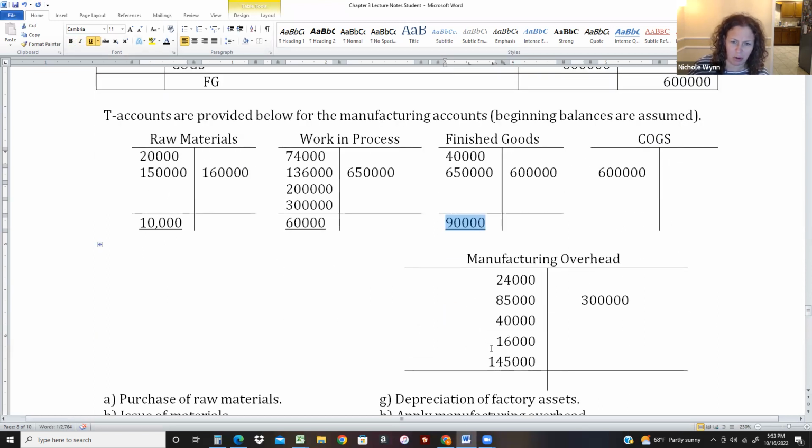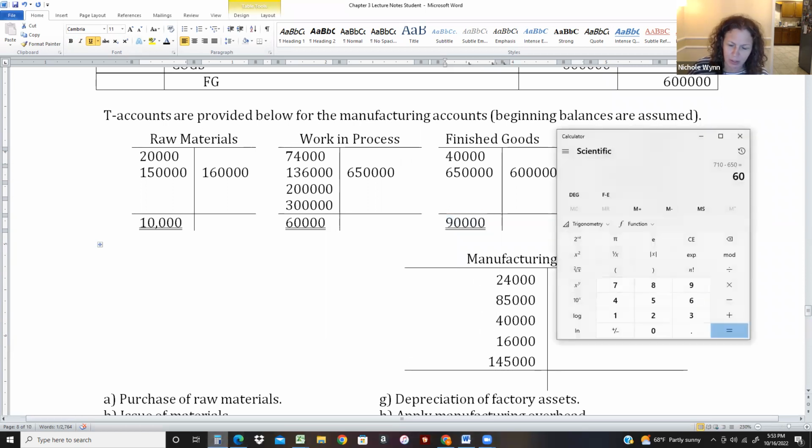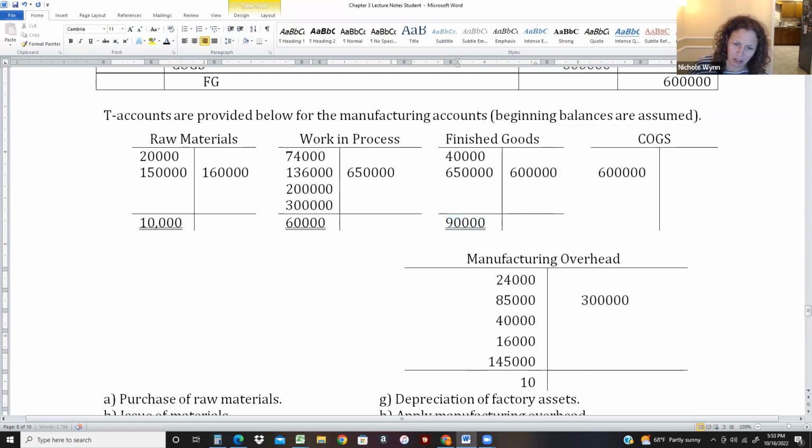And then we're going to talk about overhead down below. If we add these up, we've got 24, 85, 40, 16, and 145. So over here, it looks like I have 310. And over on the credit side, I only have 300. So it looks like my balance is 10 over here. So this is actual, and I did not apply enough. If you apply too much, then the balance is bigger over here, but it looks like I am underapplied.